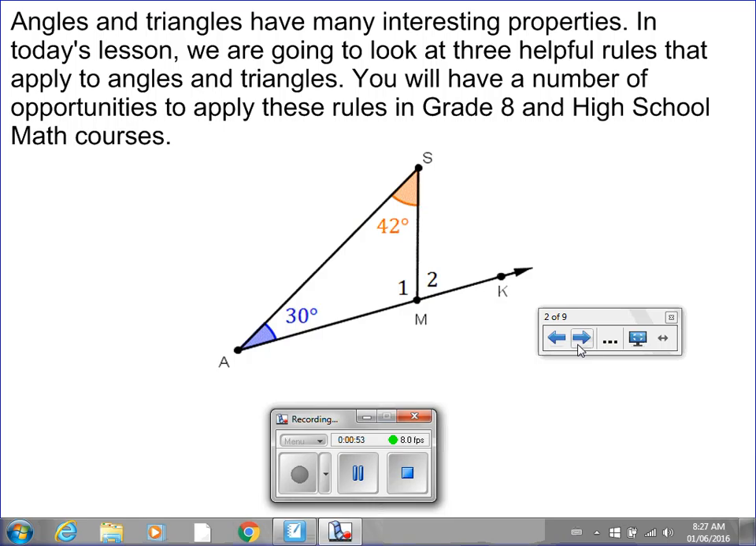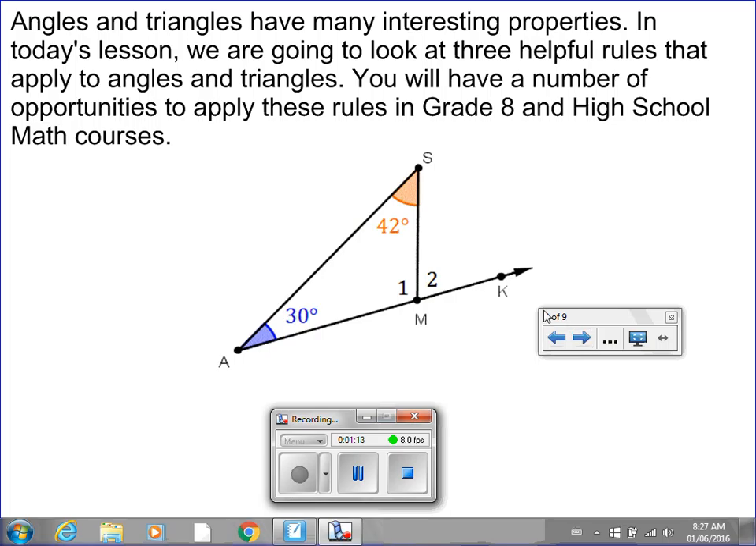Angles and triangles have many interesting properties. In today's lesson, we are going to look at 3 helpful rules that apply to angles and triangles. You will have a number of opportunities to apply these rules in both grade 8 and high school math courses.